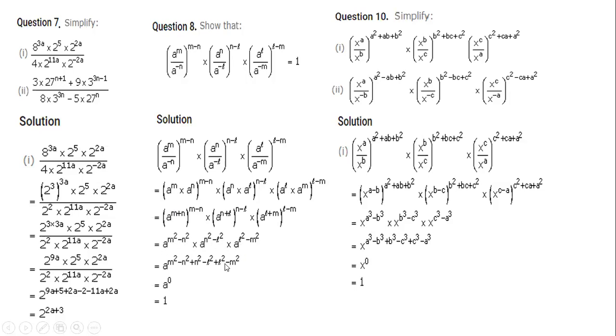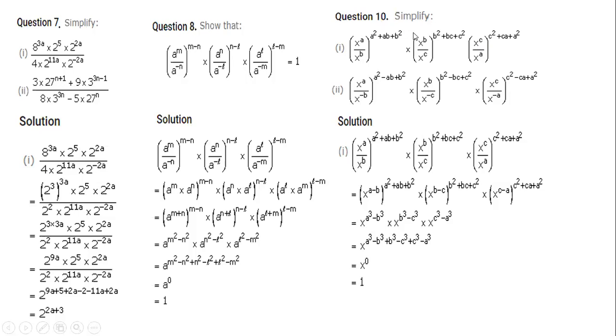Bases are same, product is there, so powers are going to be added. On adding, the power will be 0. And something raised to power 0 is equal to 1. This is your right hand side, hence showed. Try to solve the question number 9.